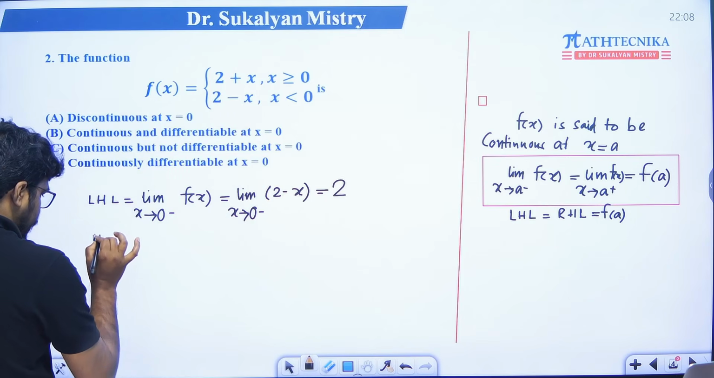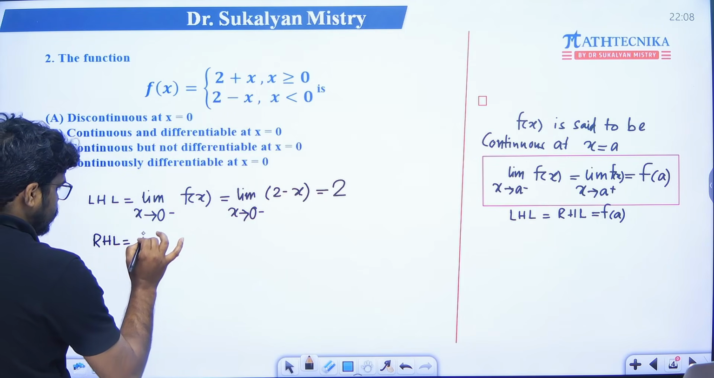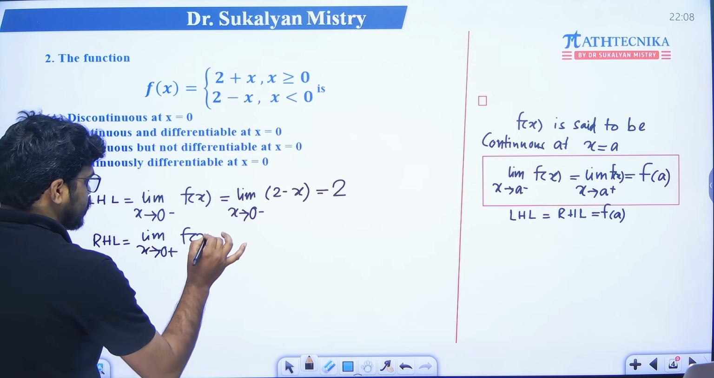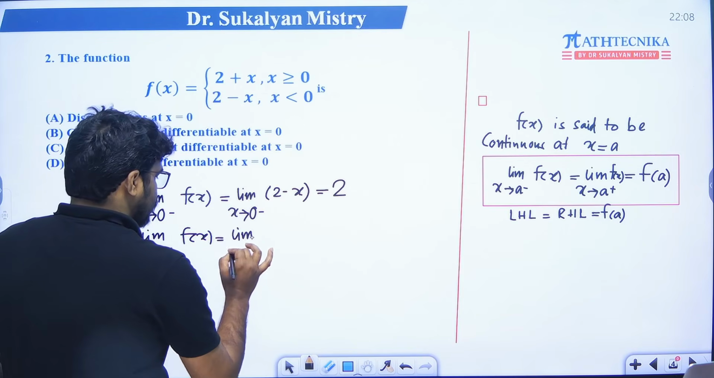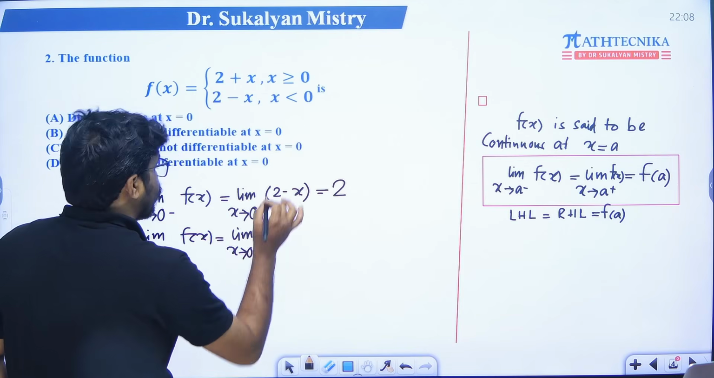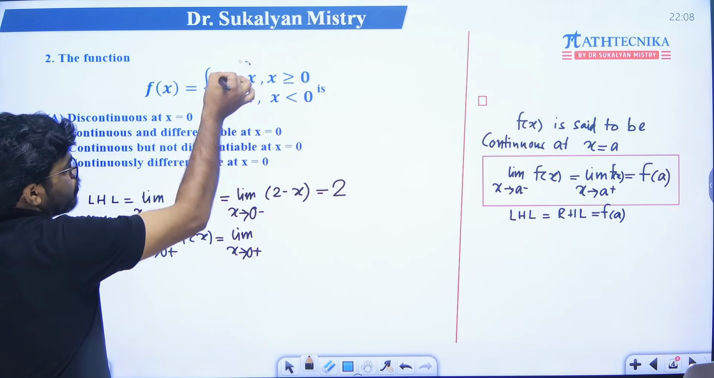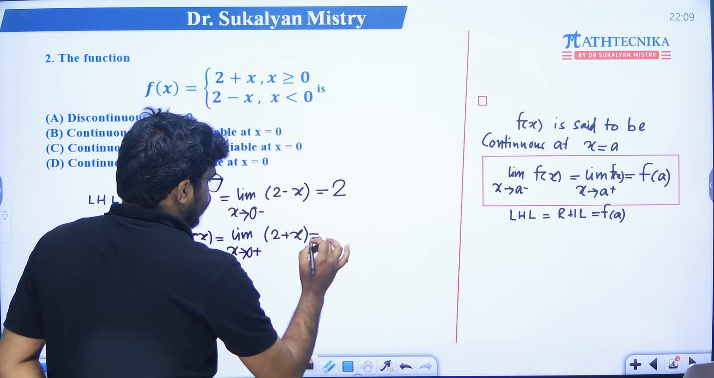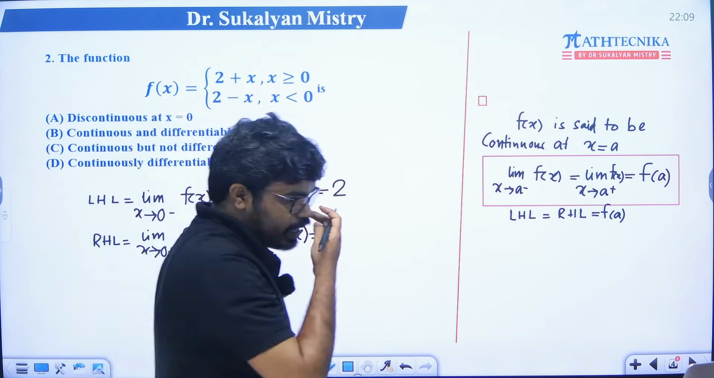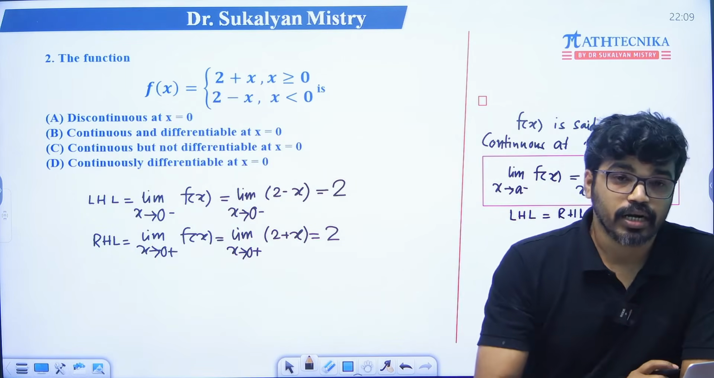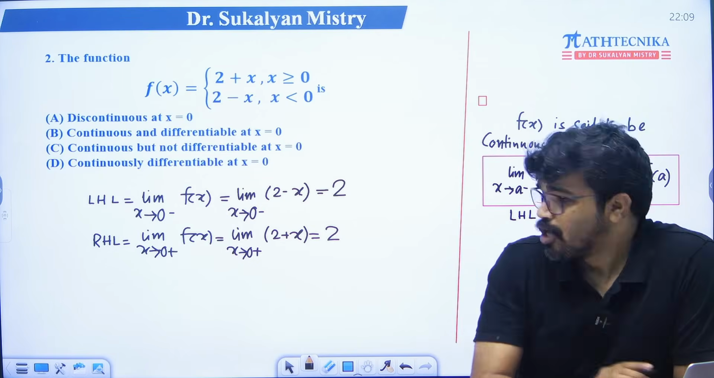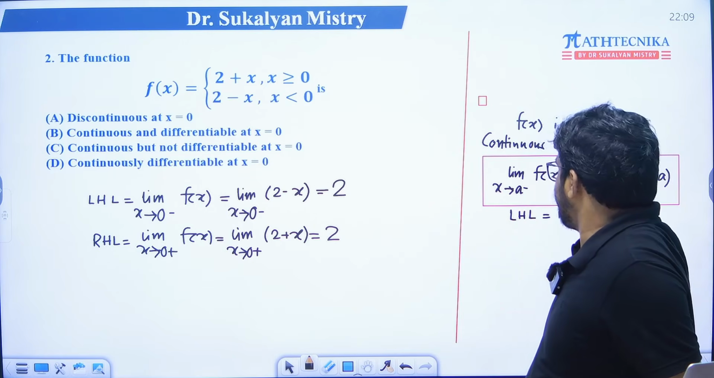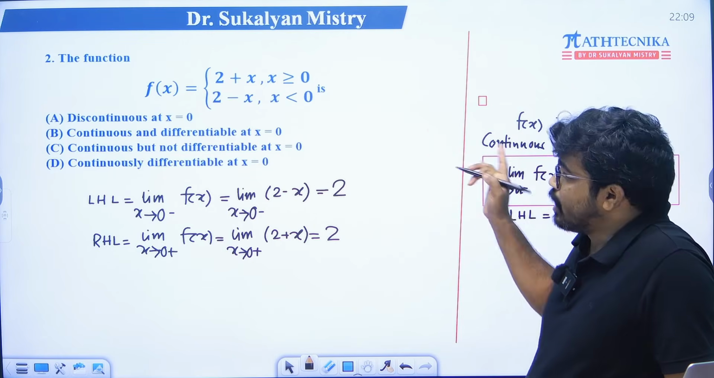Next we calculate the right hand limit. So this is limit x tending to 0 plus f(x). So what is f(x)? When x is greater than or equal to 0, the value is 2 plus x. So that is 2. So we see that the left hand limit is equal to the right hand limit. What is the condition? The condition is that the left hand limit is equal to the right hand limit is equal to f(a). Here a is 0.